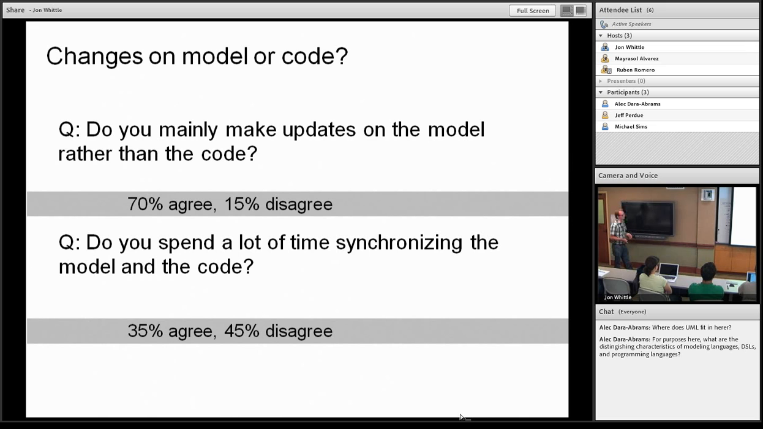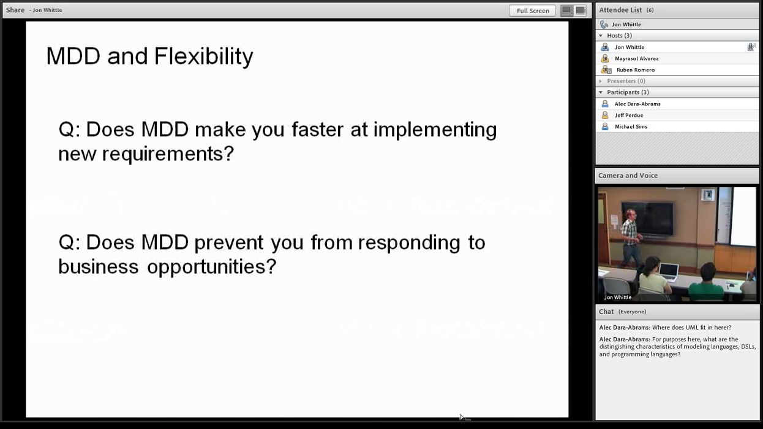I suppose that's good. What about flexibility? So there's lots of different arguments about how flexible MDD is as a process. There are people that will say, well, it actually makes you faster at implementing new requirements, because if a new requirement comes along, you just change the model and then you generate everything. It's really easy. On the other hand, you'll say that, no, MDD actually prevents you from being agile in your business, because you have to make a very large upfront investment in terms of training and in terms of tools and things like that. So it actually prevents you from being flexible.